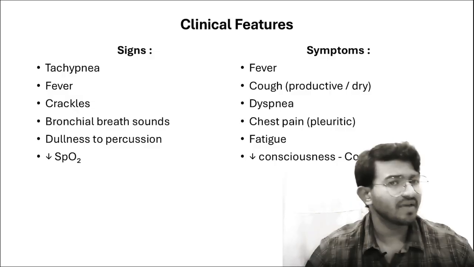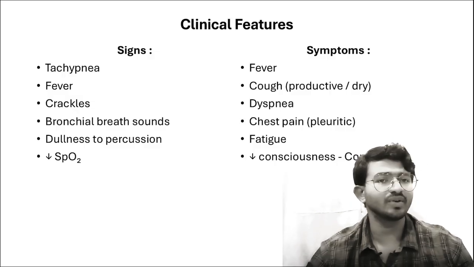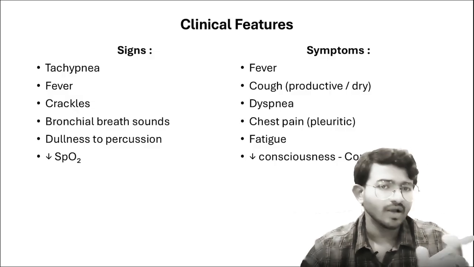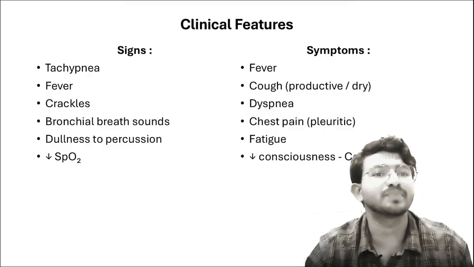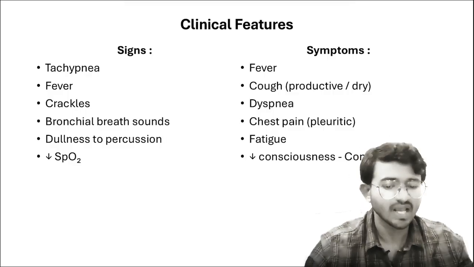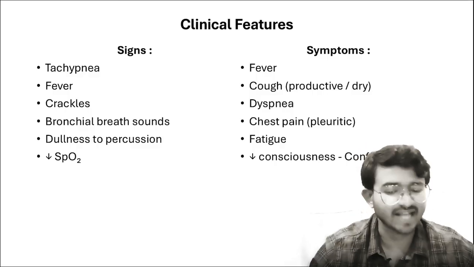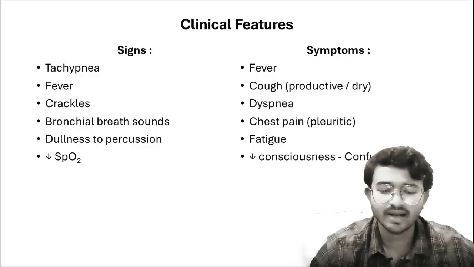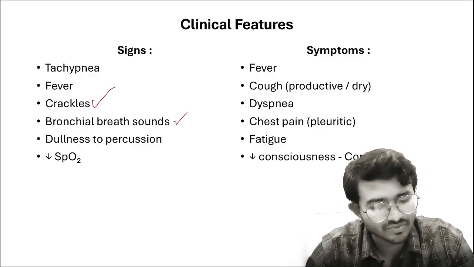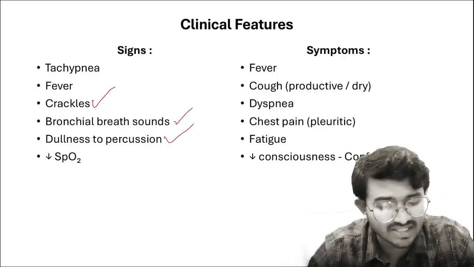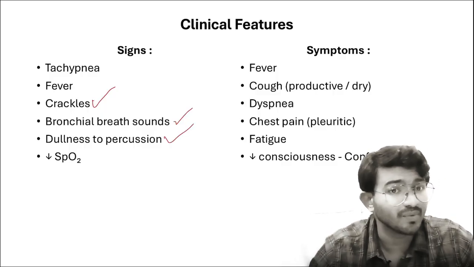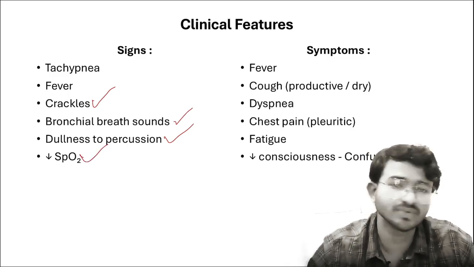So if any patient comes with pneumonia, before knowing whether it is typical or atypical, we have to understand the signs and symptoms, how the patient will present, the clinical manifestation. The signs we can say are tachypnea, fever, crackles, bronchial breath sounds, and while doing physical examination and percussion we can see dullness and reduced saturation.